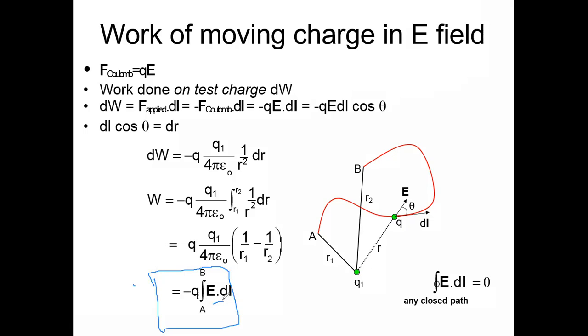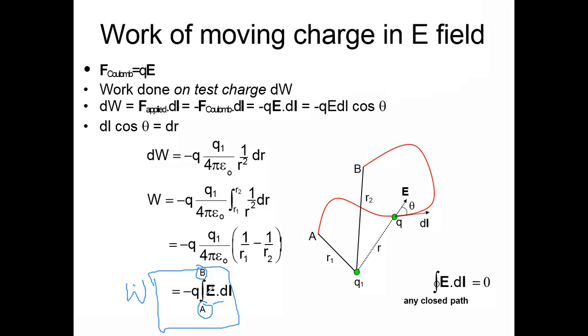Once again, I am repeating. The work done is minus q times the integral from a to b of E dot dl. See very carefully, this is a line integral over the path a to b.